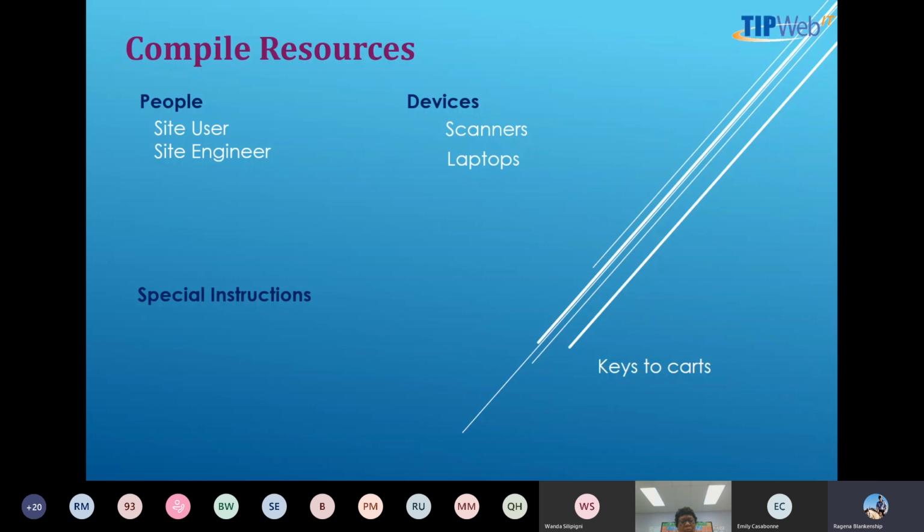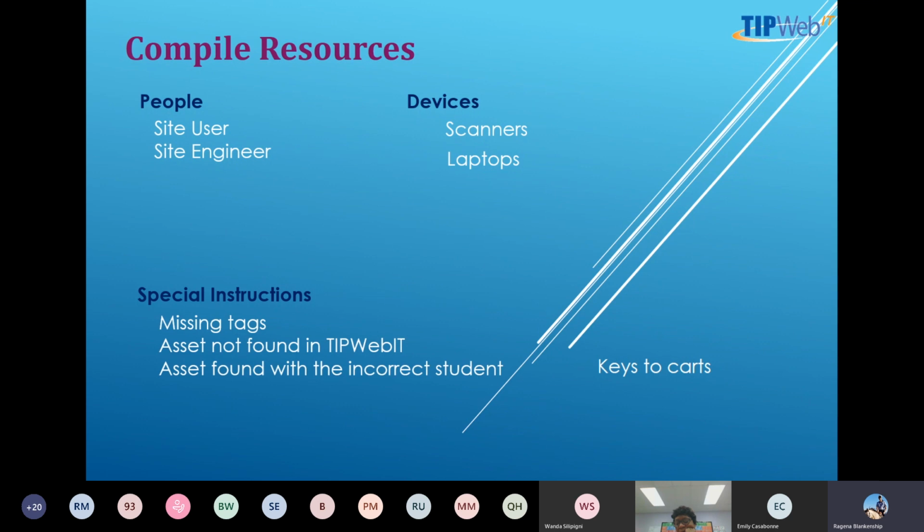So you're going to get special instructions on how to deal with items that don't have tags. So that question's already come up and you're already starting to think about it. And that's wonderful, because it's better to have the tag in place before the audit happens, but you're going to have some items that you run into during the audit. We'll talk about how you're going to deal with those. And then assets that are not found in TIPWeb. So you run into something, you scan it, and the system tells you, I don't know anything about that item. So how are you supposed to deal with that? And then assets that are found with the incorrect student. So I thought John had this asset, but turns out Charlie had this asset. Now what do I do about that?